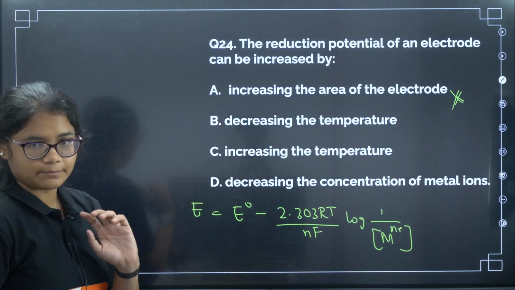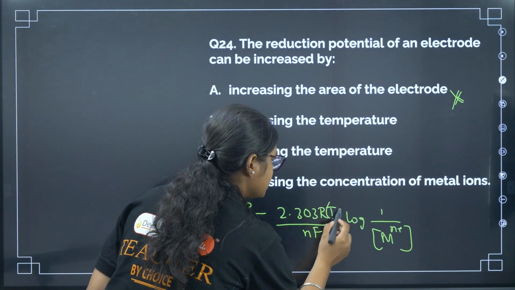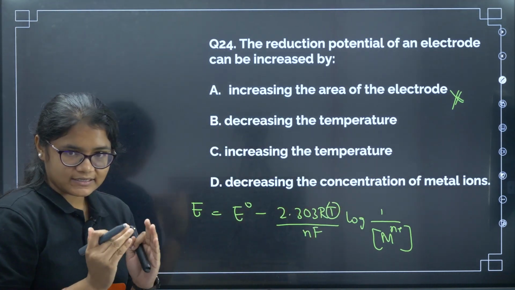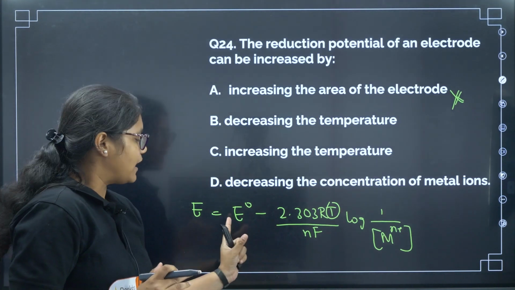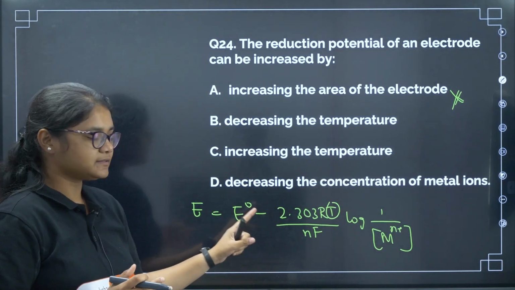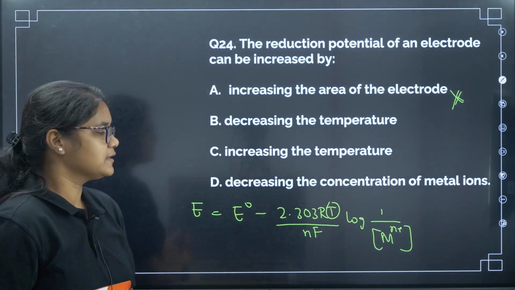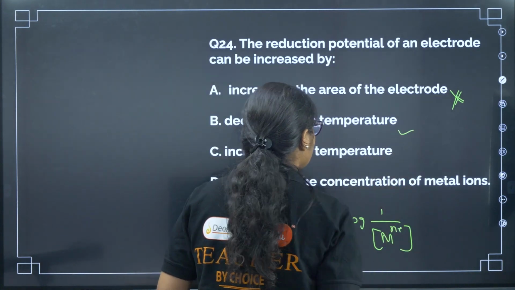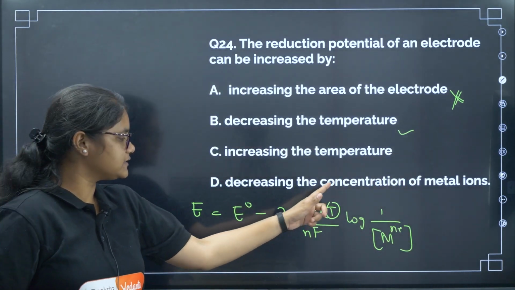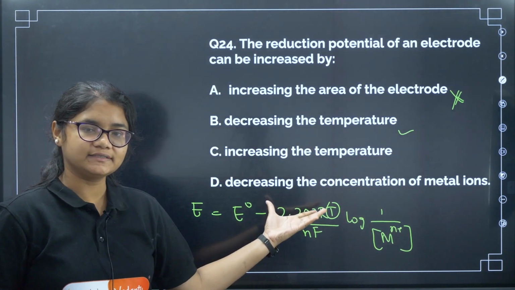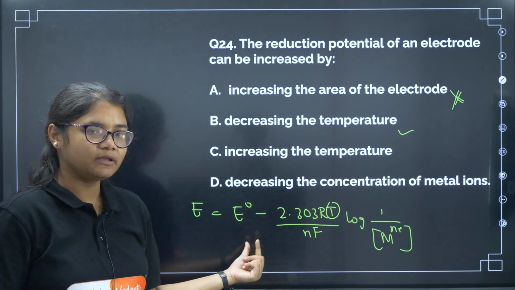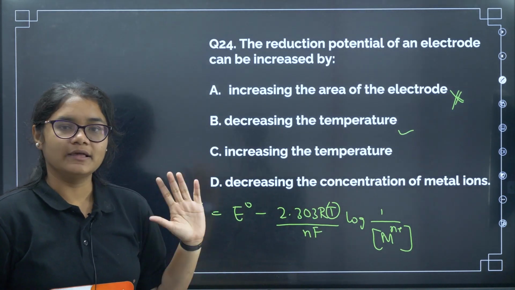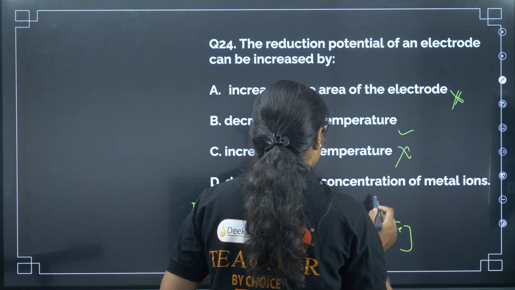So this one is not relevant. Now decreasing the temperature, again the same thing. If we decrease the temperature, this value will be a small number, and we are going to subtract a small number from E naught. So the reduction potential will increase. So this can be an answer. Now if we increase the temperature, this overall value will increase. We are subtracting a bigger number from E naught, so the E value will become less. So this one is definitely not the answer.